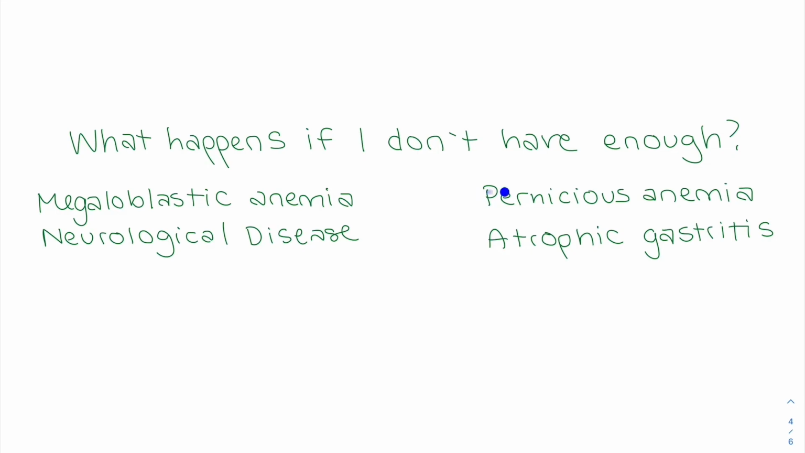So here's this pernicious anemia. This is a lack of the intrinsic factor. It's an autoimmune destruction of our gastric parietal cells, so those cells along the stomach lining. We can eat all the vitamin B12 we want, and even if we have enough in our diet, we won't be able to absorb it because our gastric parietal cells are damaged. Then we also have atrophic gastritis, where our stomach acid is reduced.